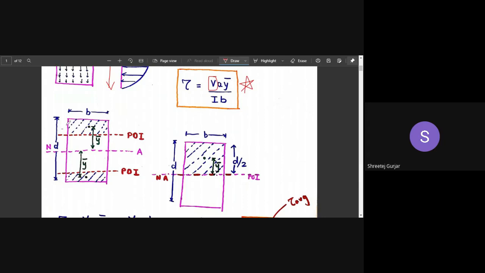Now, how do you decide this particular area? You decide a plane of interest, POI, which I've written as plane of interest. Suppose you want to find the shear stress at this particular plane, at this particular height. This is our plane of interest, which I've shown in red. The area I've shaded is taken from the top towards this plane of interest, the area included between the top fiber and the plane of interest. This area has width B and a height, suppose it is H, so the small a will be B into H.